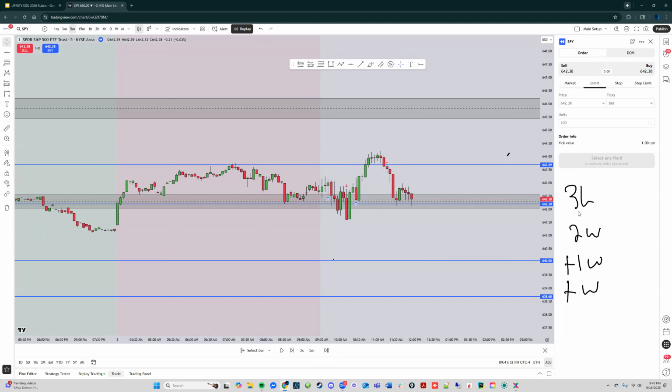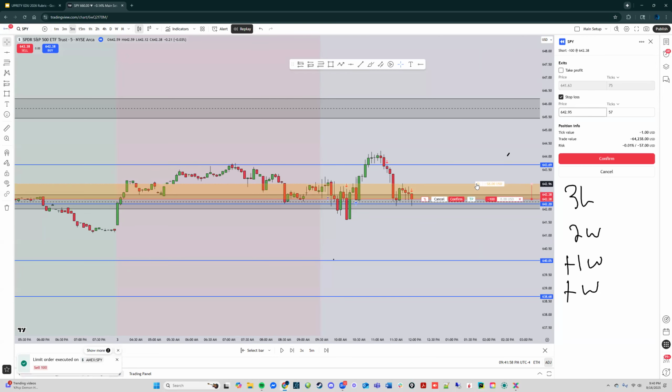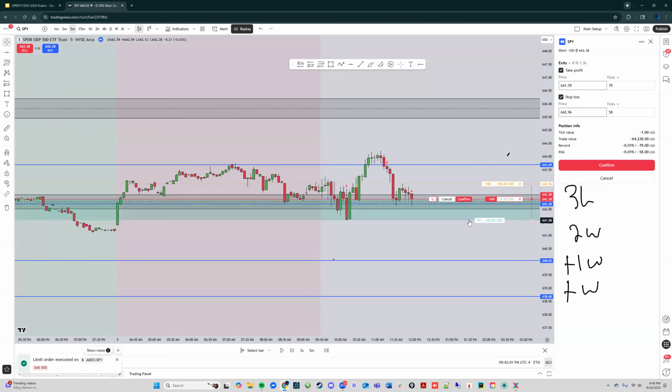Okay, open another sell. You want to short again? Yeah. Okay. David wants to short again. Stop, raise it back up here. We're going to sell, and low of day, that's TP.